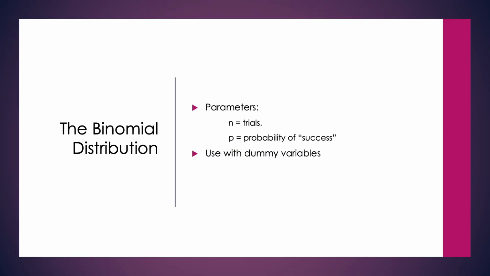The binomial distribution is another distribution, in addition to the normal one, that we'll see and use a lot in statistical analyses. We have a couple parameters for this kind of distribution, n being our number of trials and p being our probability of success. We use binomial distributions with dummy variables, where success means that you either have the trait or the thing, and failure means that you don't have the trait or whatever thing we're looking at.